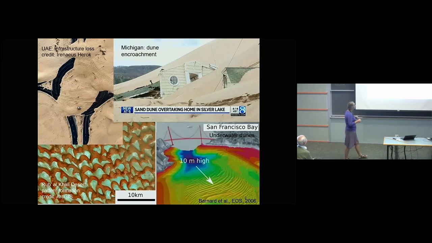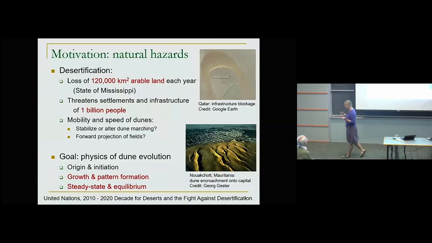And this is the Golden Gate Bridge in San Francisco. And if you would actually look underneath the water, you would see marching river dunes or bay dunes, which are up to 10 meters high. And they are migrating along. So dunes happen both in air and in water. And the reason that I'm interested in this is the bigger picture of climate change and desertification. To put it in perspective, every year 120,000 square kilometers of arable land, which is the state of Mississippi, or for the Europeans, the size of the country of Ireland, is lost to desertification.